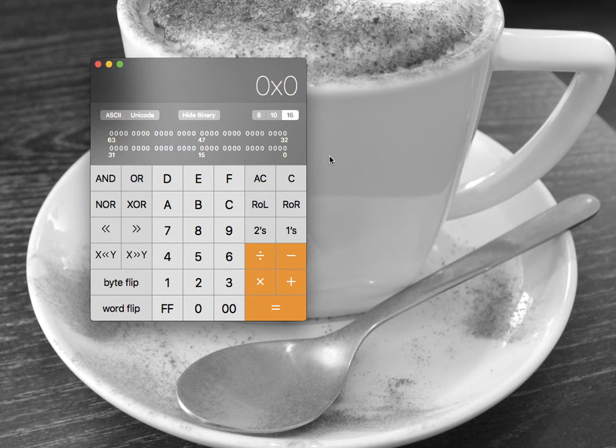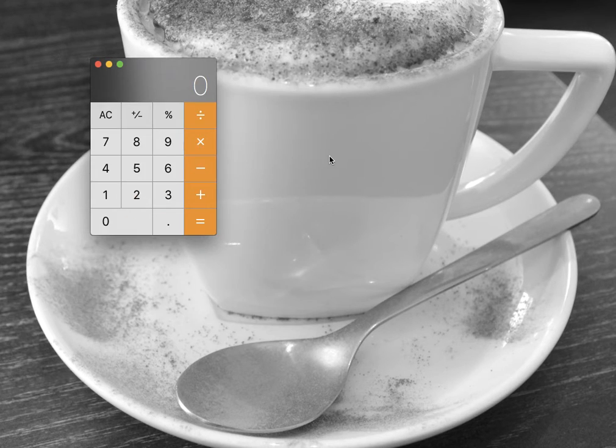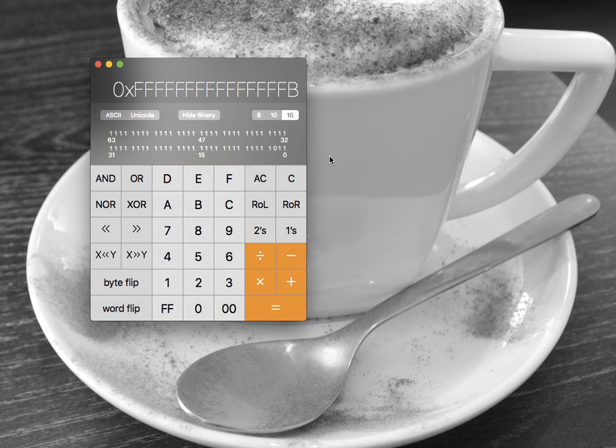Now, watch this. Let's go back to basic mode and do 0 take away 5 and we get the right answer. And then convert that to programmer mode, and we get the right answer this time. 0 take away 5 is minus 5, and this is how you show minus 5 in hexadecimal.